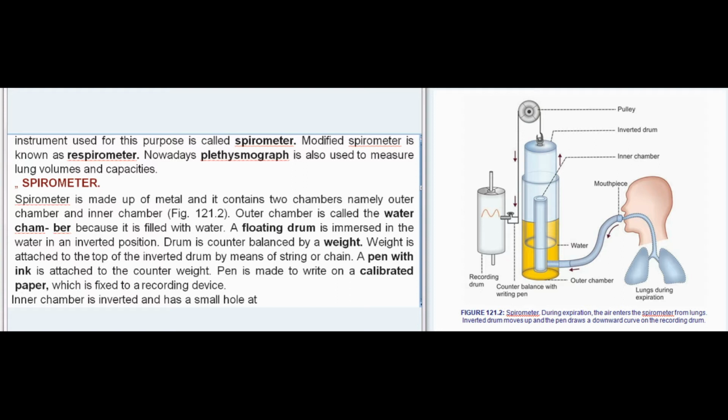Spirometer. Spirometer is made up of metal and it contains two chambers, namely outer chamber and inner chamber, Fig 121.2. Outer chamber is called the water chamber because it is filled with water. A floating drum is immersed in the water in an inverted position. Drum is counterbalanced by a weight. Weight is attached to the top of the inverted drum by means of string or chain. A pen with ink is attached to the counterweight. Pen is made to write on a calibrated paper, which is fixed to a recording device.